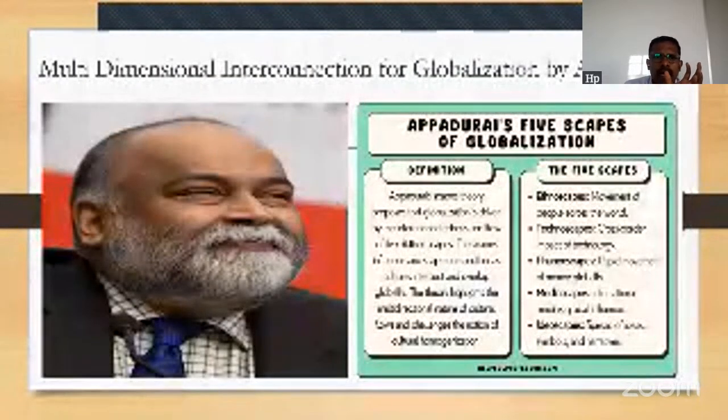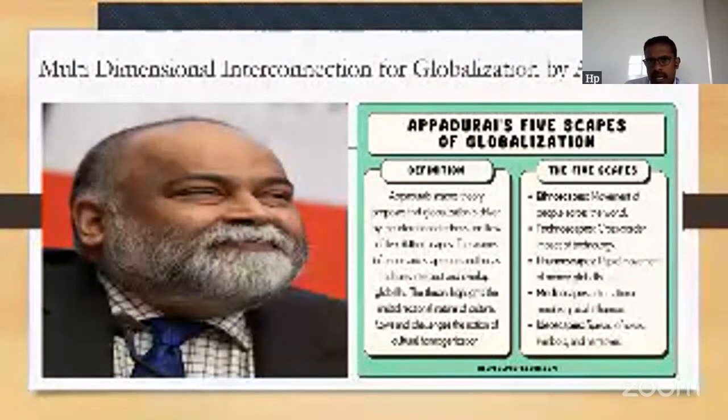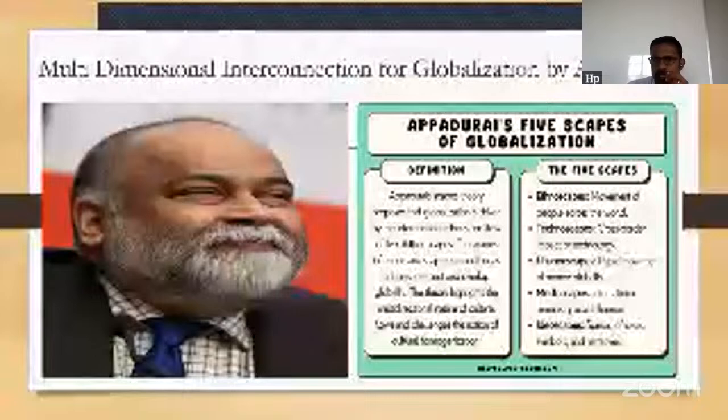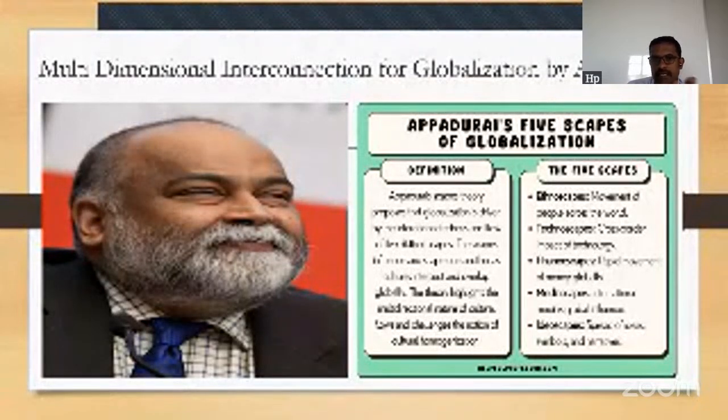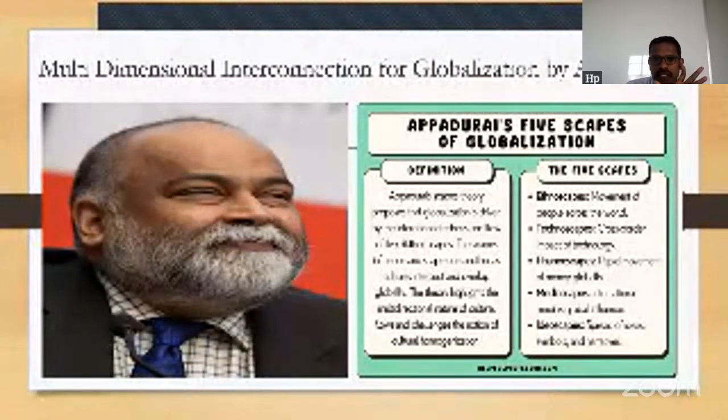And Appadurai, the famous sociologist, has given a multi-dimensional interconnection for globalization. Appadurai's five scapes of globalization. When you say five scapes, a scape is an interlinked flow. So the scapes theory proposes that globalization is driven by the interconnectedness and flow of five distinct scapes. The scapes influence and shape one another as cultures intersect and overlap globally.